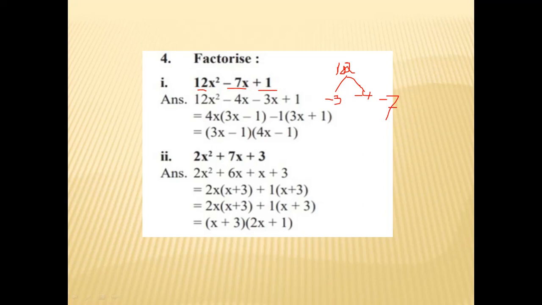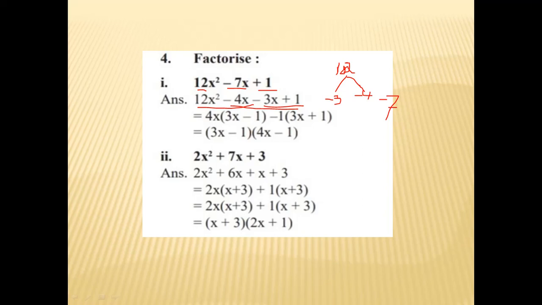Therefore, 12x square, write it as it is. Minus 7x can be divided into two terms, minus 3x and minus 4x. Minus 4 minus 3 is minus 7. Therefore, minus 7x can be written as minus 4x minus 3x plus 1, write it as it is. In this case, first we group the two terms, 12x square minus 4x and minus 3x plus 1.